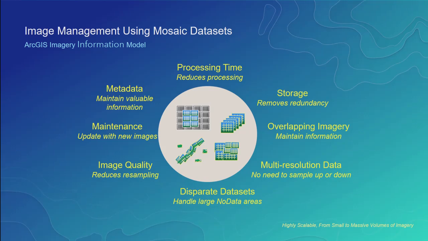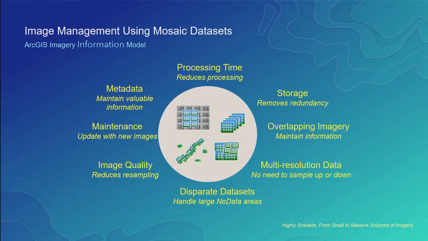So this is again kind of reiterating some of the points that I talked about in the previous slide. The Mosaic dataset removes redundant data. It maintains information, all of the overlapping data. You're not creating a carpet of imagery when you have a ton of overlapping data. We maintain that overlap, we leverage that overlap. Again, I have a couple demonstrations that will show that. No need to sample your images up or down if you have a fusion of data sets. So we work with multi-resolution data sets as well.